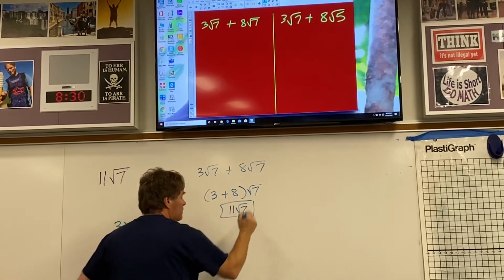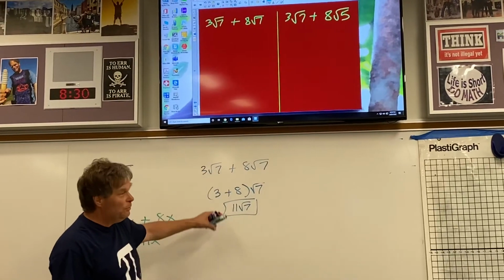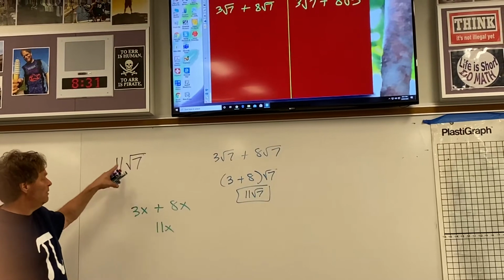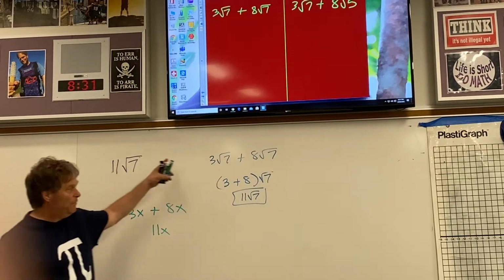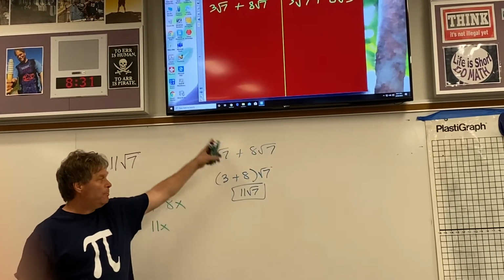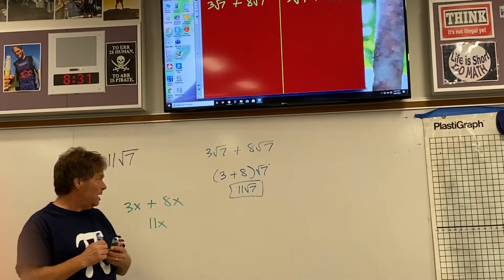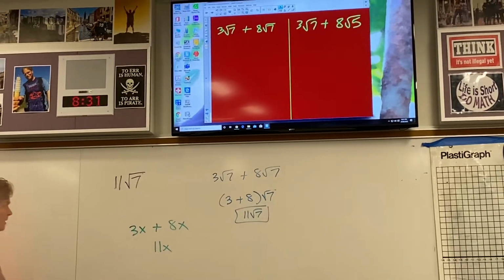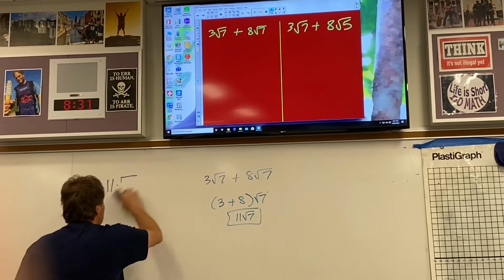Now, that to me is more confusing than just realizing 3 root 7 plus 8 root 7 is 11 root 7. That's fine. You don't have to go through this; it is actually what's happening behind the scenes, whether you realize it or not, okay? But most people realize that, so that's not usually a problem, okay?